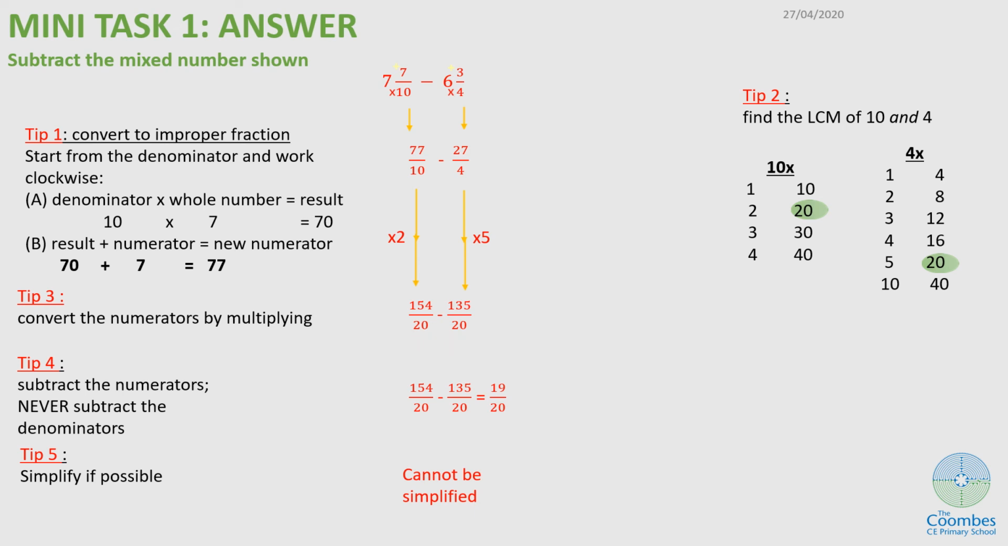Remember, we never subtract the denominators, so the denominators remain the same, 20. All we need to do is subtract the numerators. So 154 take away 135 will give me 19. Now, can 19 over 20 be simplified? No, so that is my answer.